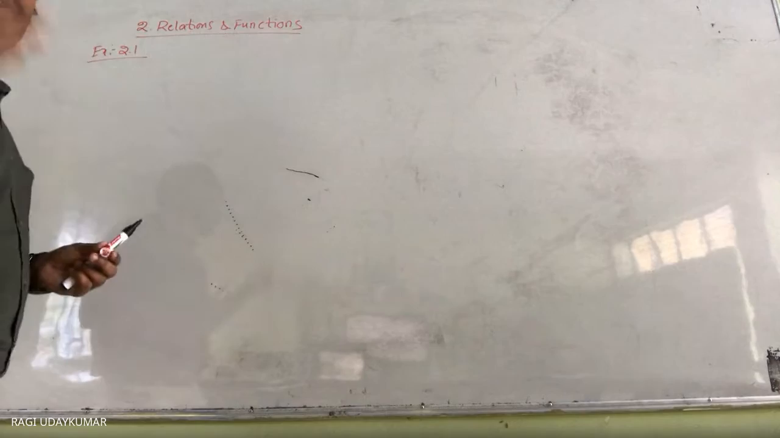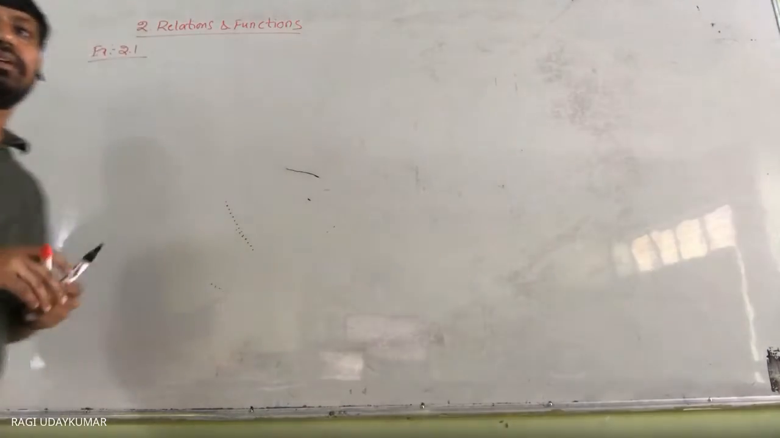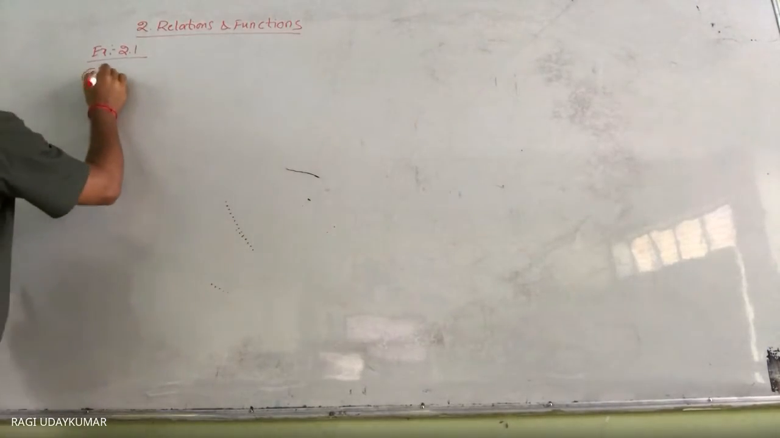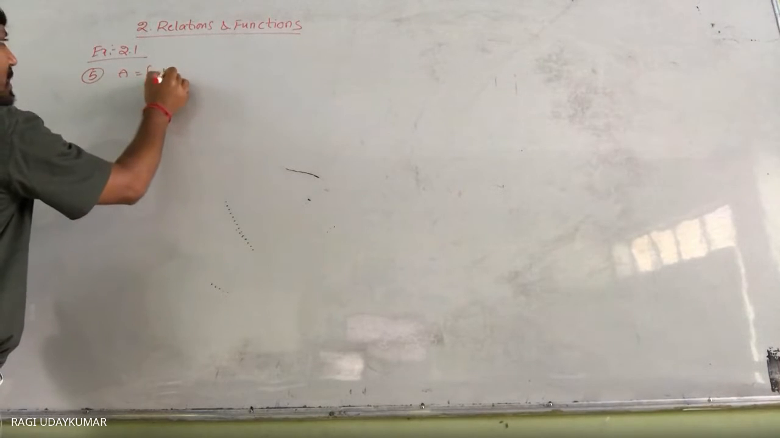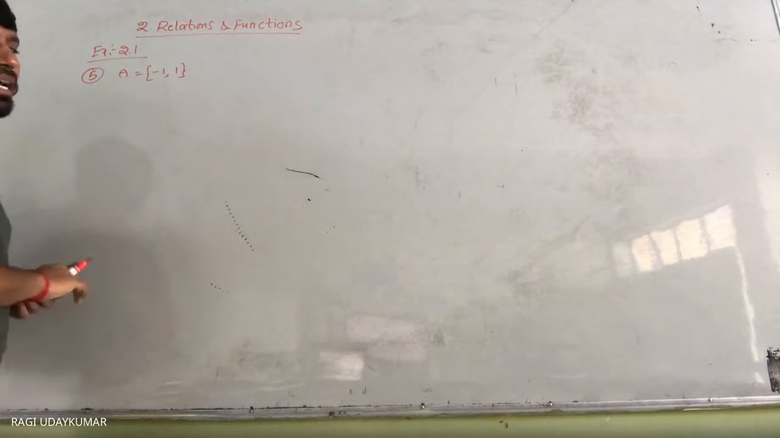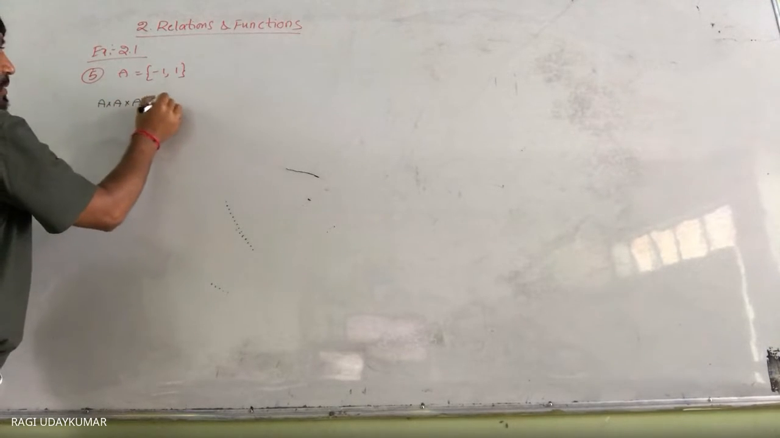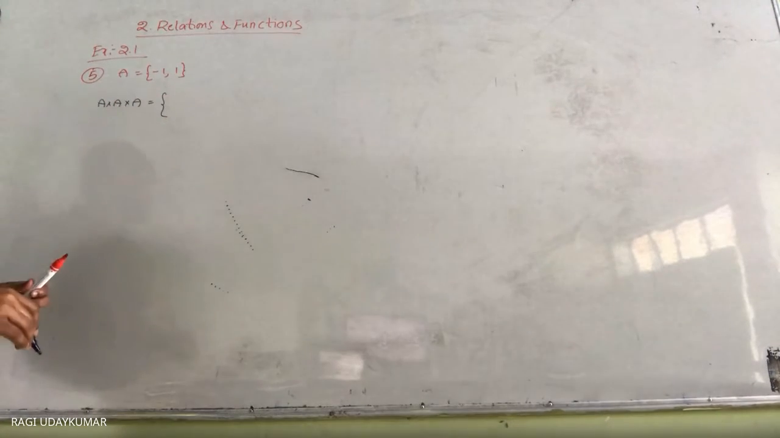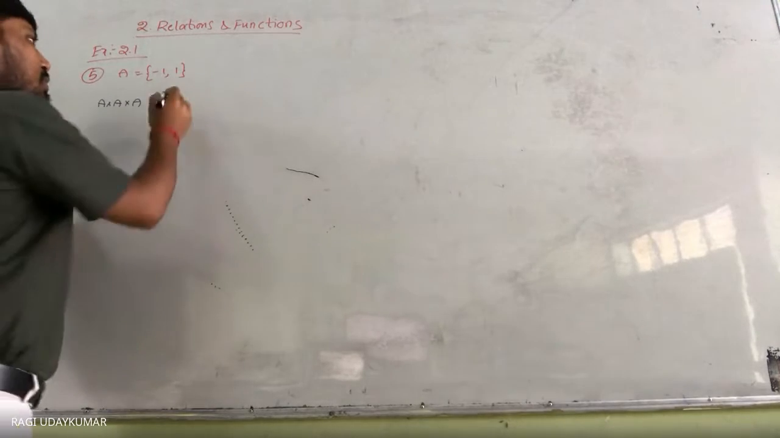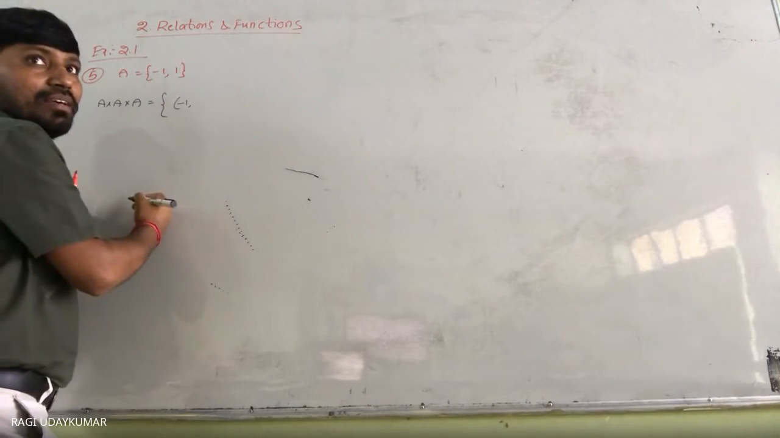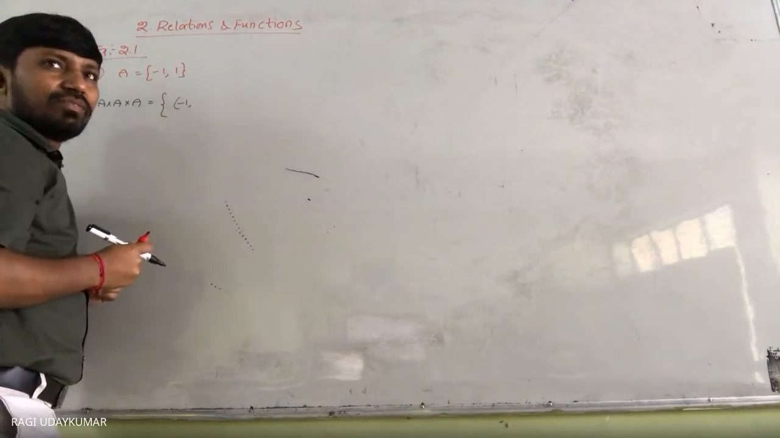Set A is given to you. The fifth question, you can easily do it. Can you do it? Set A is given to you as 1, minus 1, 1, and it asks you to find out A cross A cross A. A cross A cross A. So what to do here? Minus 1 comma. How do you write here?